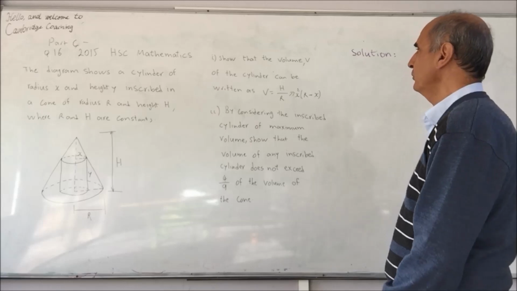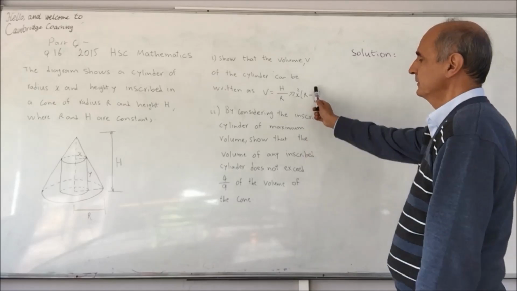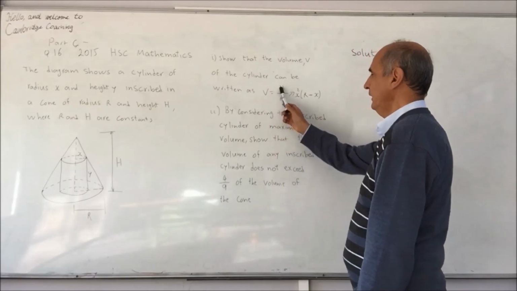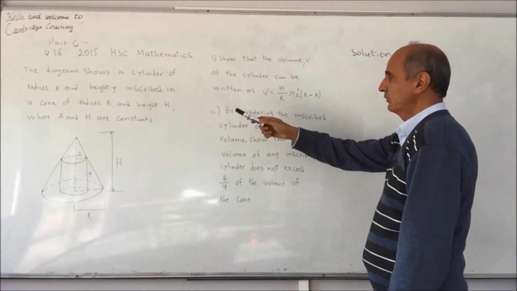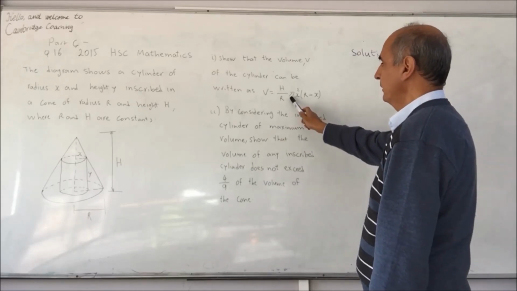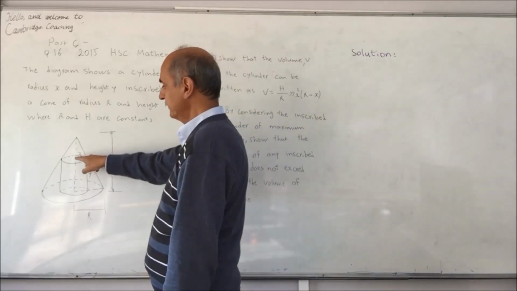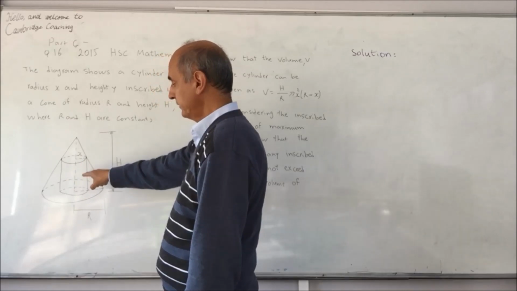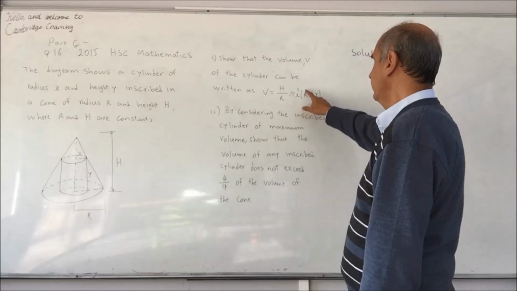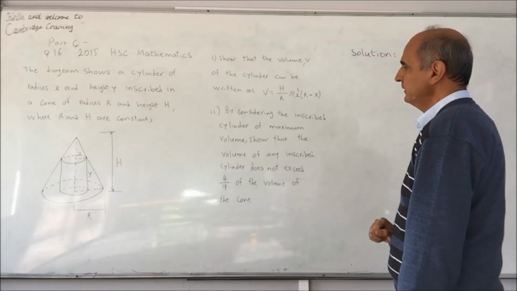In part I, show that the volume V of the cylinder can be written as this expression. Okay, so V is equal to h, which is the height of the cone, over r, which is the radius of the base of the cone, times pi x squared. x is the radius of this cylinder that we are fitting inside. That's x. Pi x squared times r minus x. That is the first part.